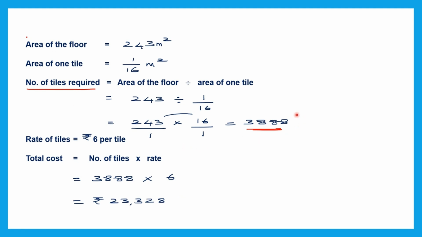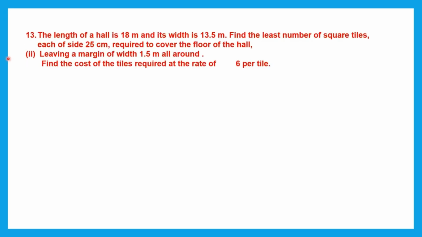So we have answered the first question. First question, we have found the number of tiles required, 3,888, and we also found the cost of laying these tiles, 23,328. Now we continue. Now the second part of the same question, here they're saying leave a margin of width 1.5 meters all around. So first we're going to do that. We're going to leave a margin of 1.5 width all around.